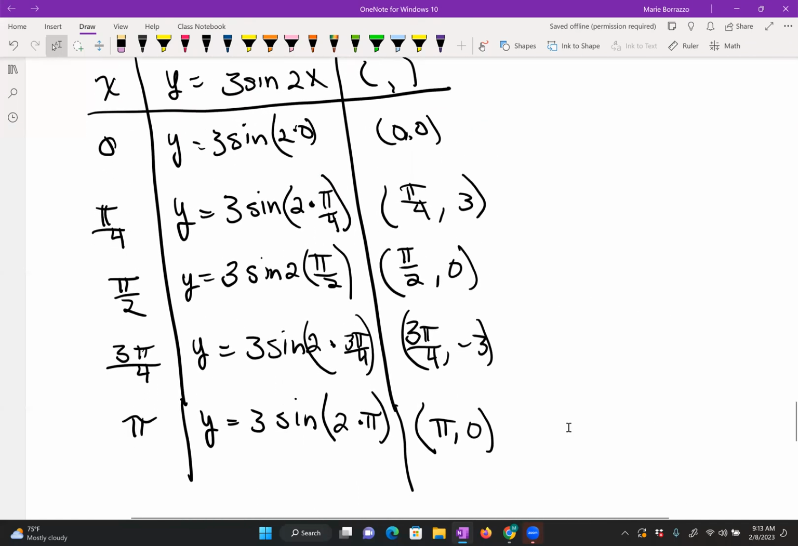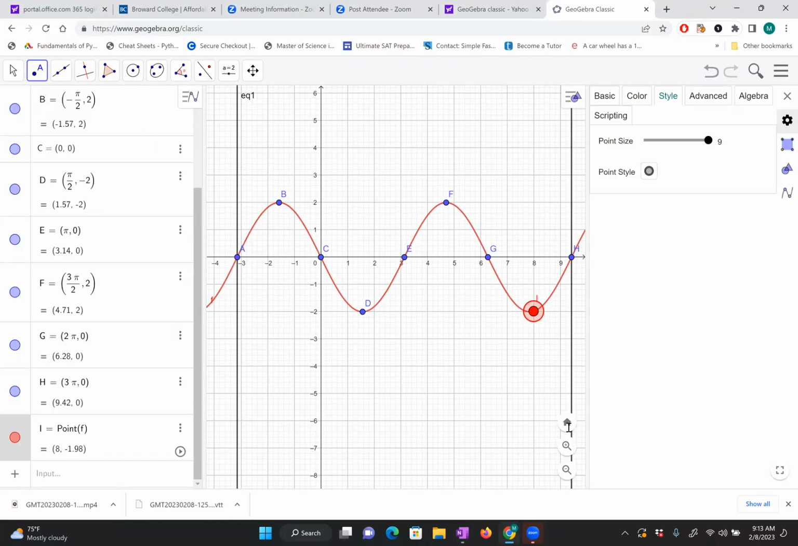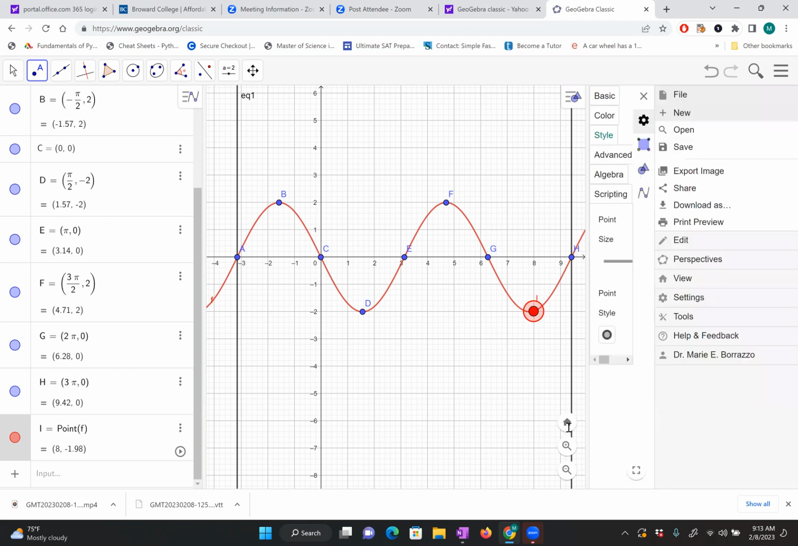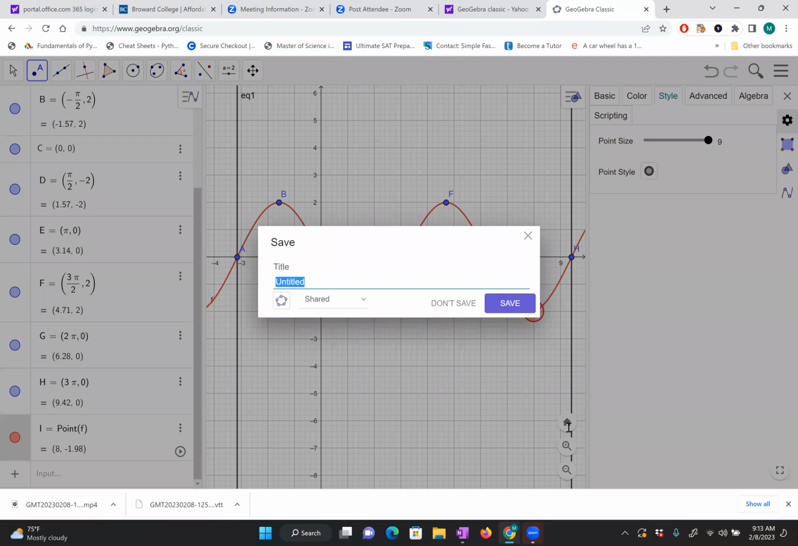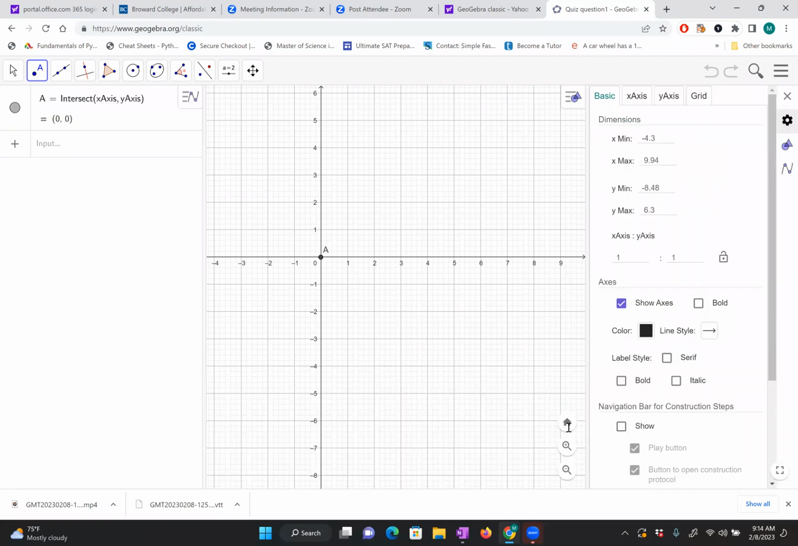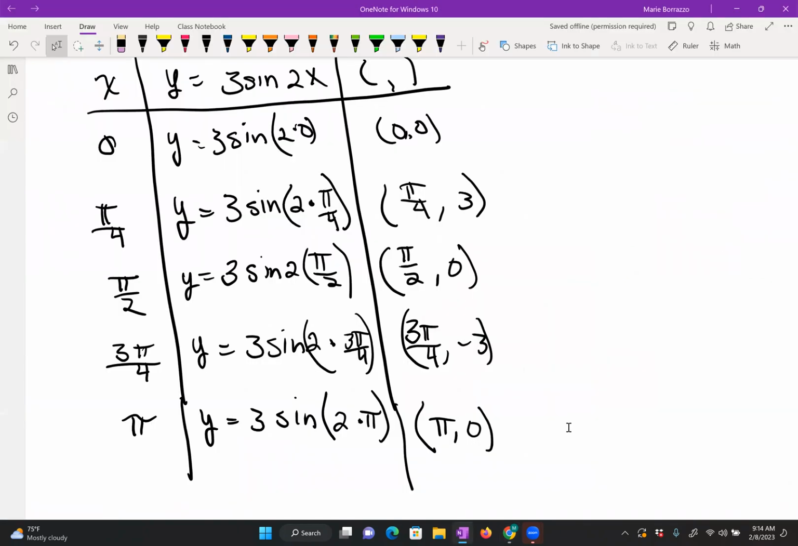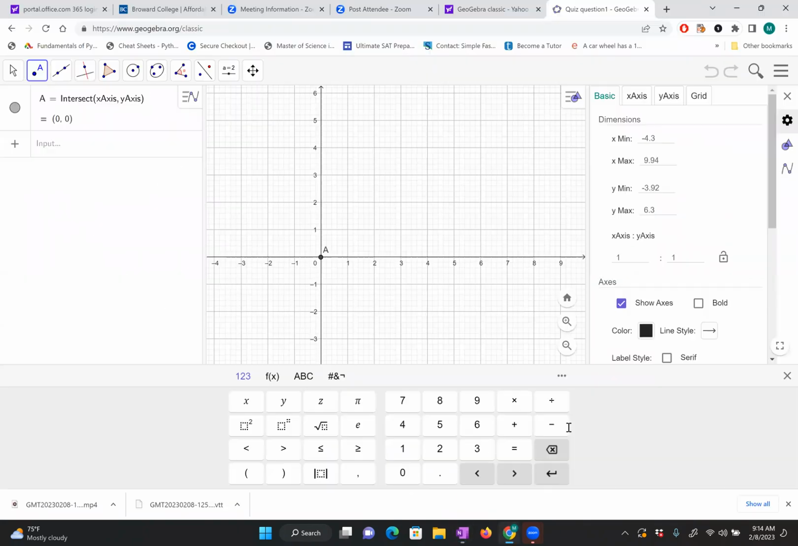Let me show you this one on the graph. So I'm going to go to sine and go to new. So this is called quiz question 1. I'm going to save that one. And I'm going to go to file new. So, where was I? This is 3 sine 2x. So let me go to 3 sine 2x.